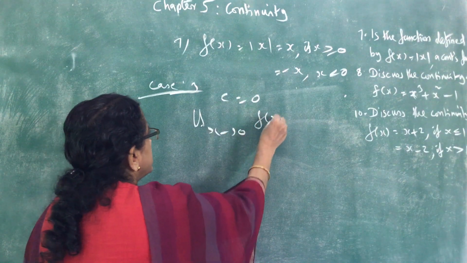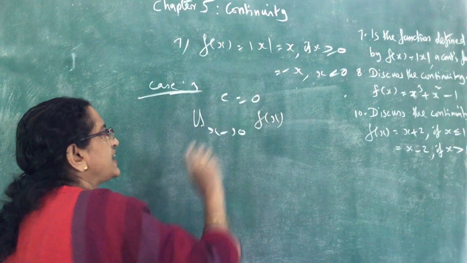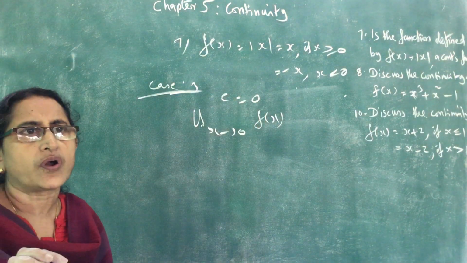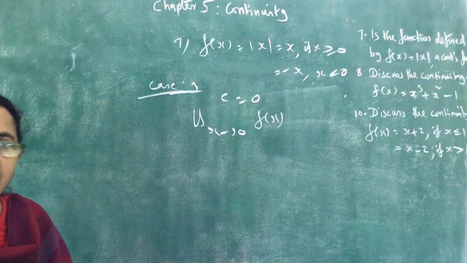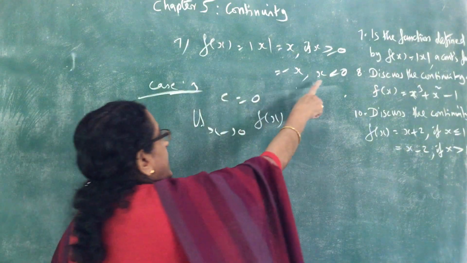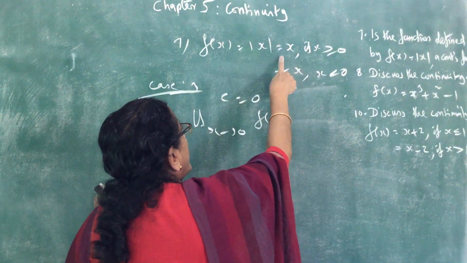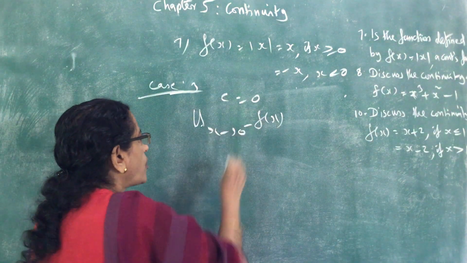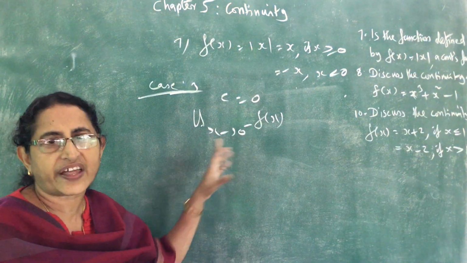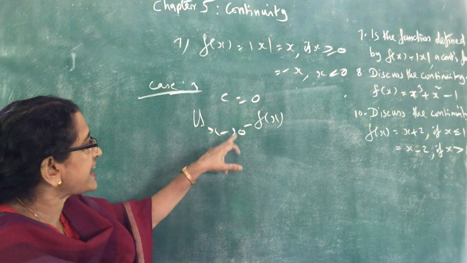So when we consider continuity at x equal to 0, we have to find both the left hand limit and the right hand limit, because when x is less than 0 the function has one value, and when x is greater than 0 it has another value. So x tends to 0 minus; 0 minus means x less than 0, that is the left hand limit.